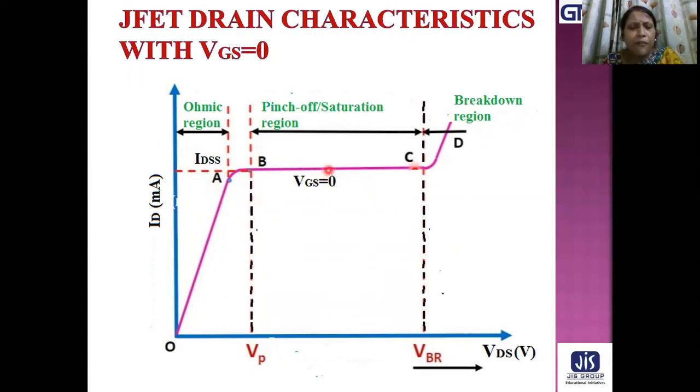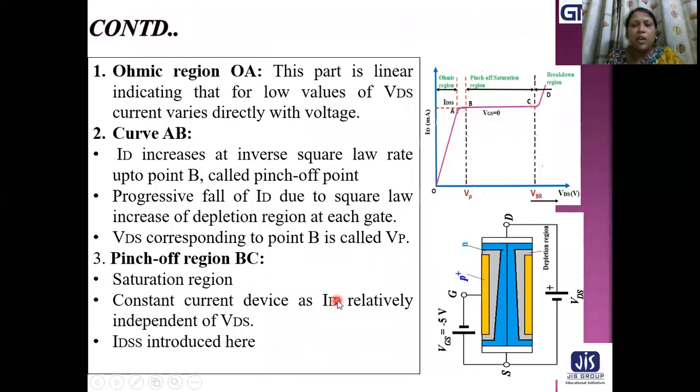It is due to the fact that as VDS increases, channel resistance also increases proportionally, thereby keeping ID constant at IDSS. It should also be noted here that the reverse bias required by the gate channel junction is supplied entirely by the VDS alone. There is no external bias applied at VGS. So drain current in this region is given by Shockley's equation.